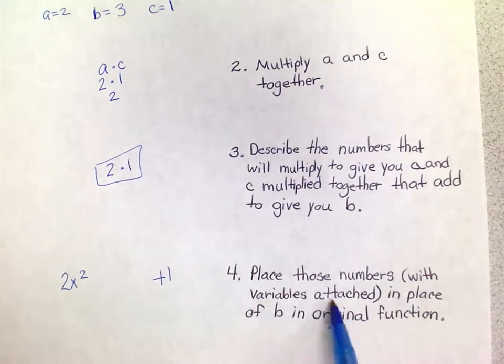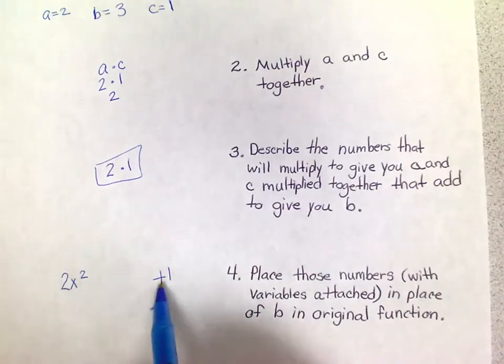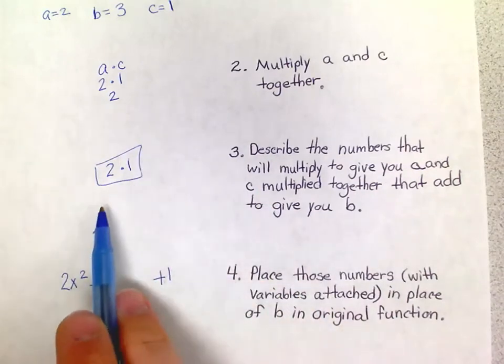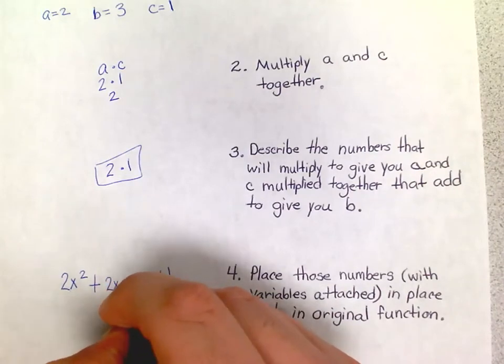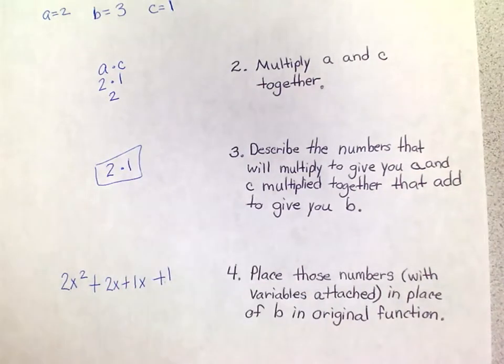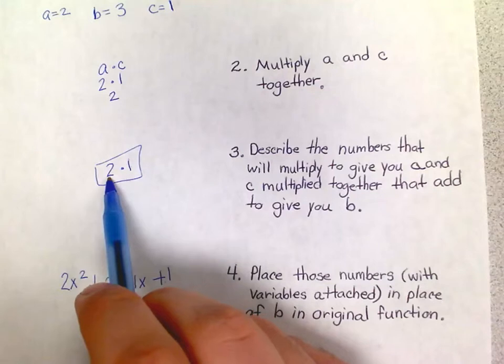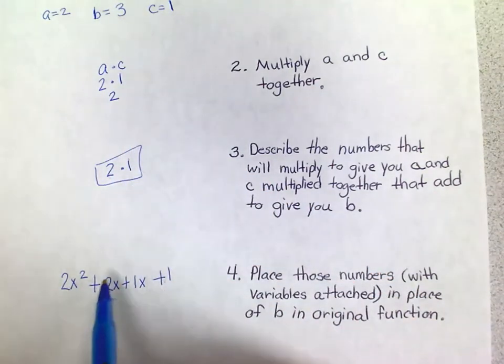Okay, so what we need to do now is rewrite the original trinomial, replacing the B term with those numbers with variables attached, in the place of B in the original trinomial. So I'm just placing the A and C term. Since these are all positive, we know that the 2 and the 1 that we selected will also be positive. So let's write those in place, just like that. All we did was take the numbers that multiplied together with A and C that added to give us B, which in this case was 3. So we're just rewriting the middle term.